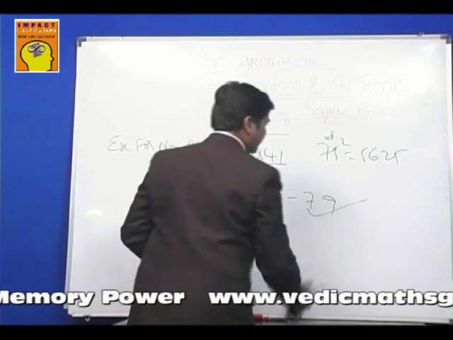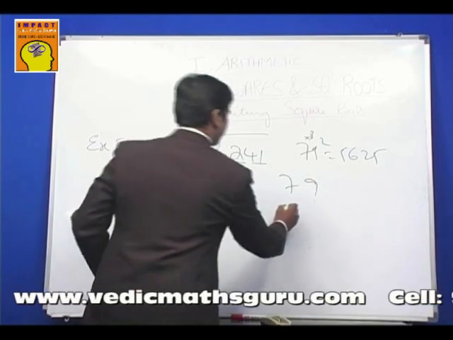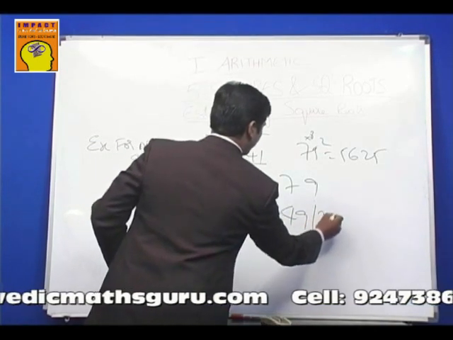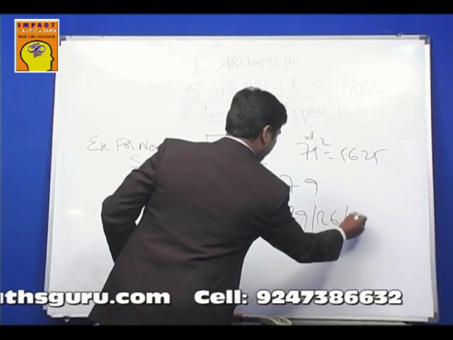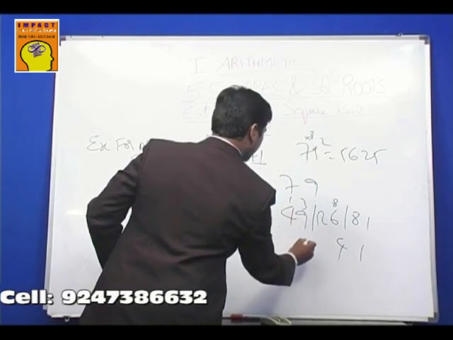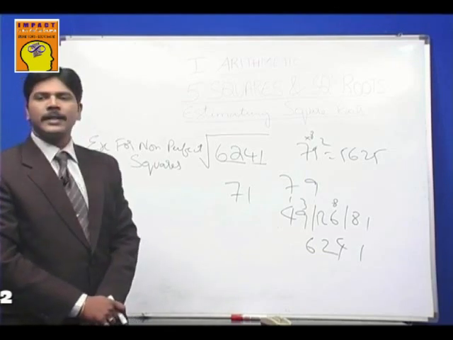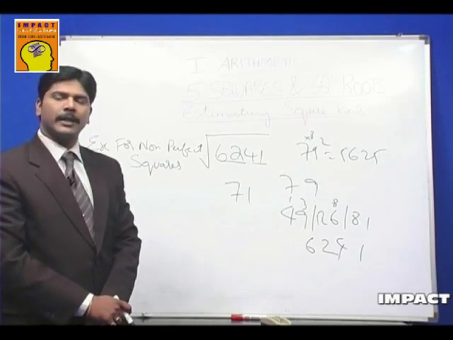Now 79 square, how much? 7 sevens are 49, 7 times 9 doubled is 126, and 9 nines are 81. So 8 goes up there, 4 and 13 goes up there, and we get 6241. That means this is a perfect square number.